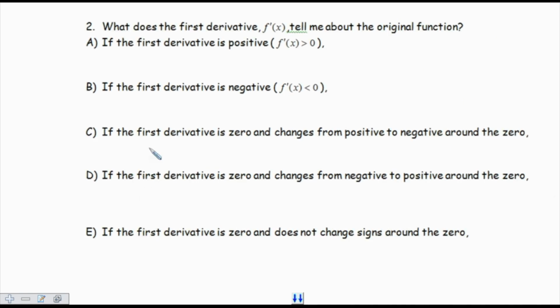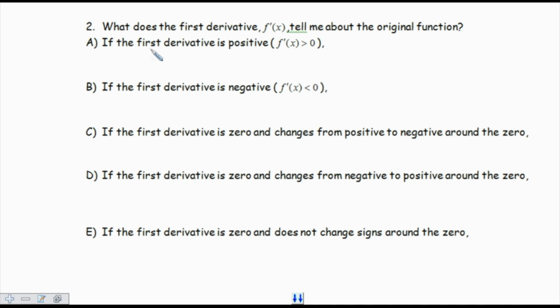So this is number 2, and the biggest thing about doing number 2 and talking about all of this is that you're going to have to be able to translate symbols into words that mean something to you. All right, that's the biggest thing you have to do. So number 2 says, what does the first derivative f prime of x tell me about the original function? Well, we've kind of talked about that already. We're going to put that in words, okay?